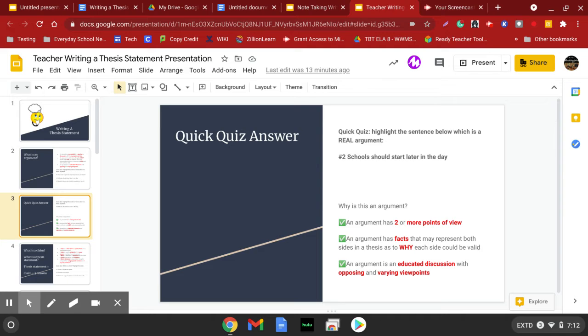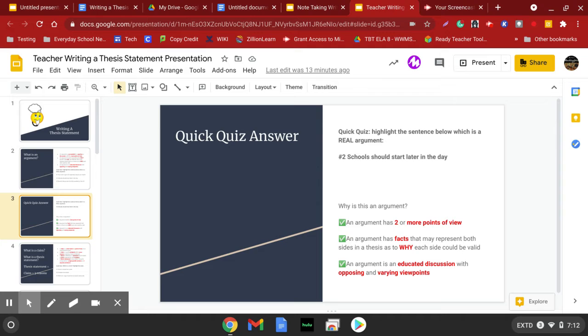Okay, I hope you guessed number 2. School should start later in the day. There are multiple sides to this. You can say, yes, it should start earlier. Or you could say, no, it should start later. It fits all three of those bullet points from the other slide. There is an argument with two or more viewpoints.